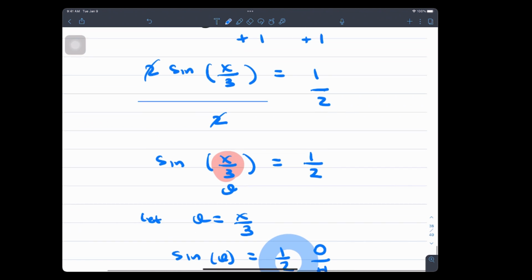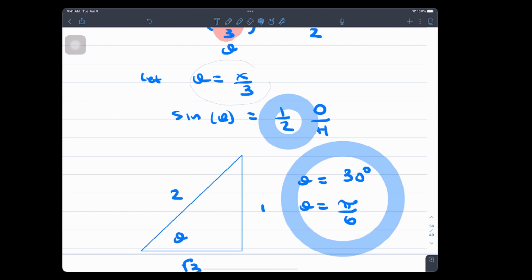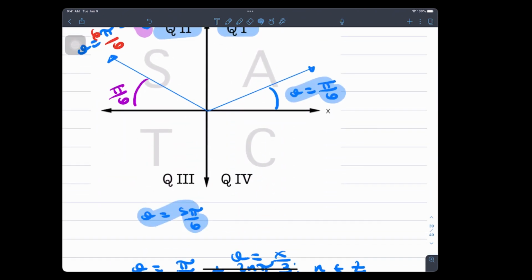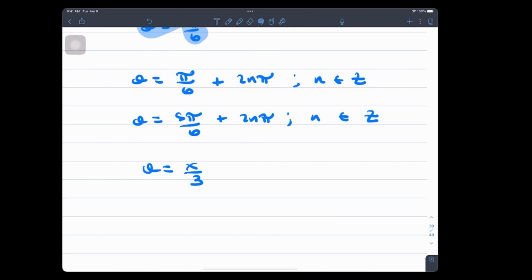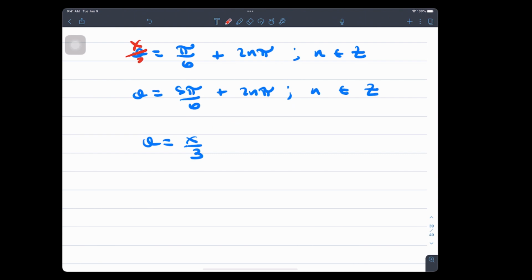But don't forget, what was theta to begin with? Theta was x over 3. So what do I do now with this? Well, go back and let theta be x over 3. Multiply left and right by what? 3.